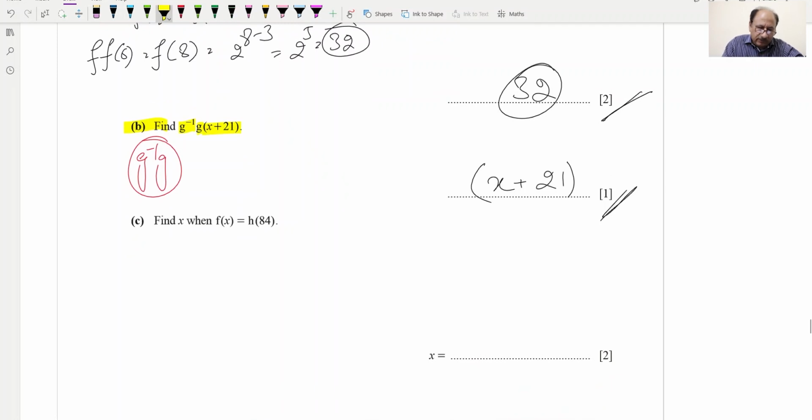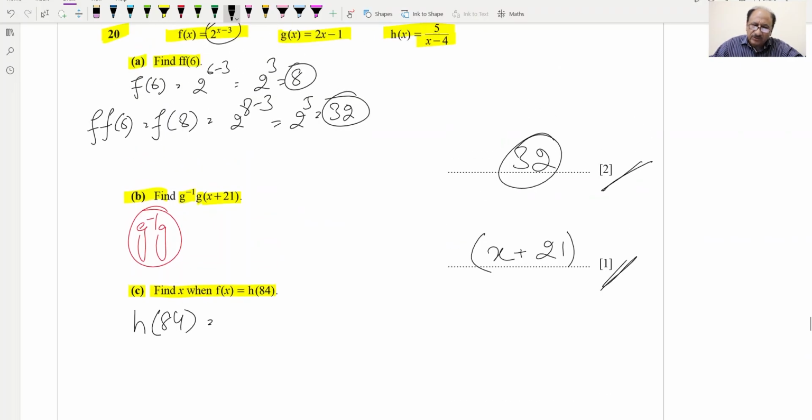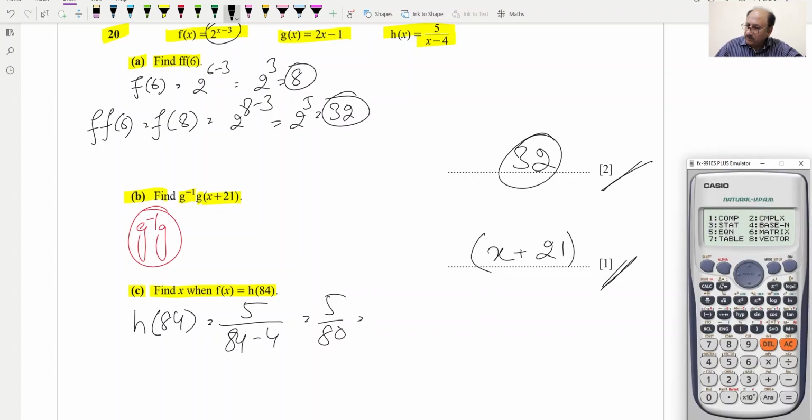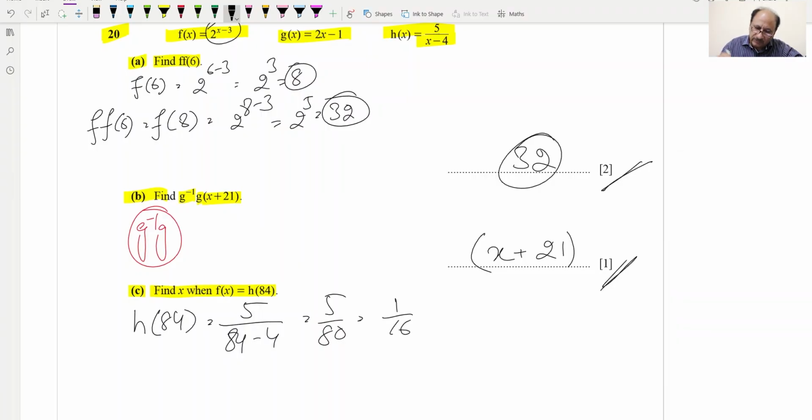Now C part, find x when f of x is equal to h of 84. So first of all we will find h of 84. H of 84 will be equal to, h of x is given 5 over x minus 4, so 5 over 84 minus 4, 5 over 80, and 5 over 80 will be what? 5 divided by 80 is equal to 1 over 16.